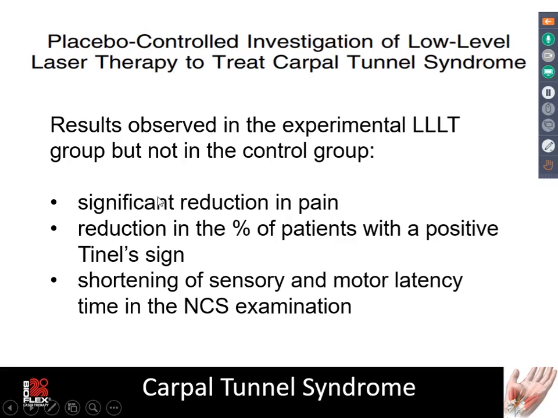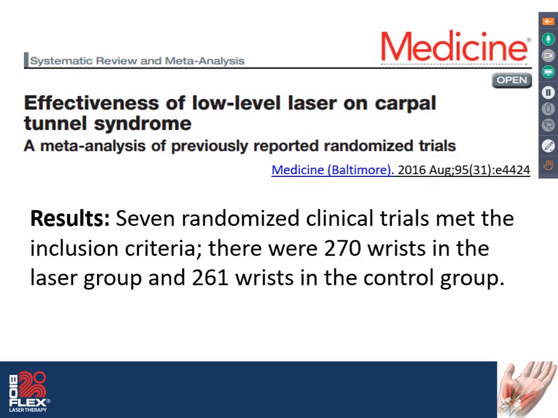So they observed that there was significant reduction in pain in this particular trial. There was a reduction in the percentage of patients with a positive Tinel's sign, and they also found a shortening of the sensory and motor latency with respect to the nerve conduction examination. So overall, they found it quite useful to use LLLT with respect to carpal tunnel syndrome.